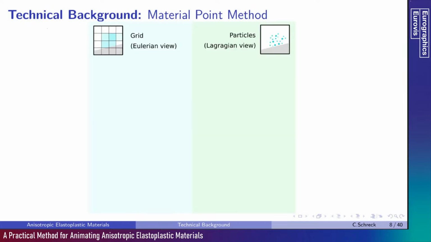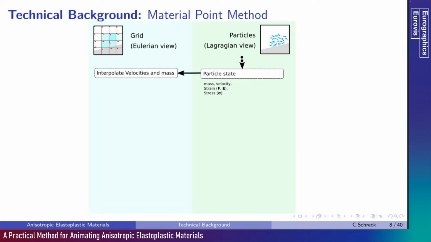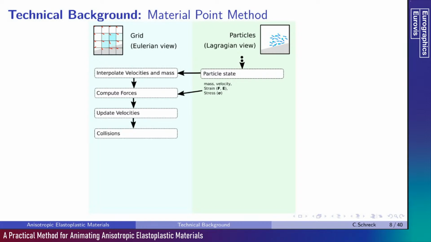So let's take a quick look at the pipeline of this method. We have part of the computation happening on the grid and part of it on the Lagrangian particles. Each particle has some physical states: mass, velocity, deformation and stress represented as matrices. At the beginning of the simulation loop, the masses and velocities are interpolated on the nodes of the grid. Then forces are computed on each node, before updating the velocities. If necessary, collisions can also be handled on the grid. Then the velocities are interpolated back on the particle and the deformation is updated.